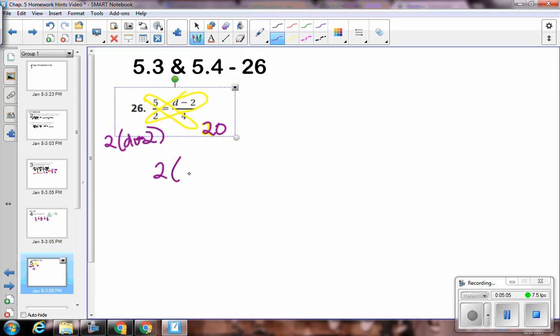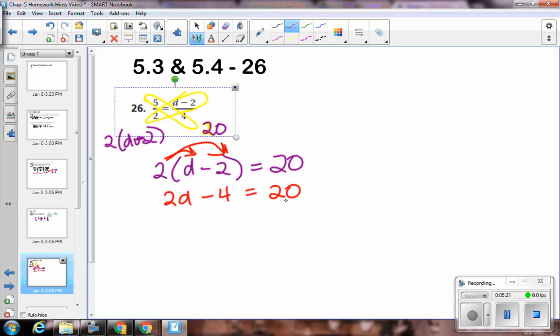So we have 2 times d minus 2 is equal to 20. So we're going to distribute. Remember to multiply each part by 2. So we have 2d minus 4 equals 20. And now we're going to add 4 to both sides.